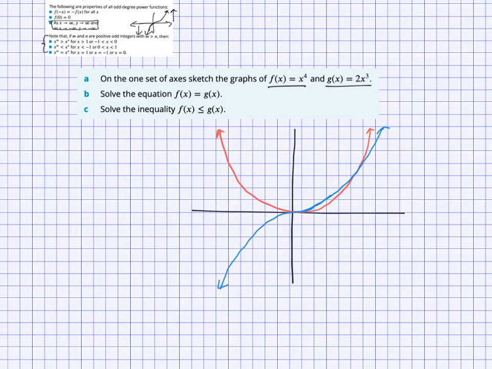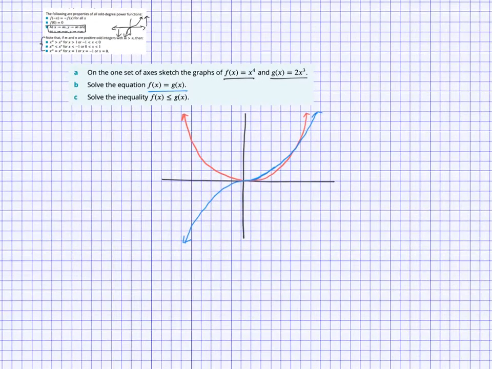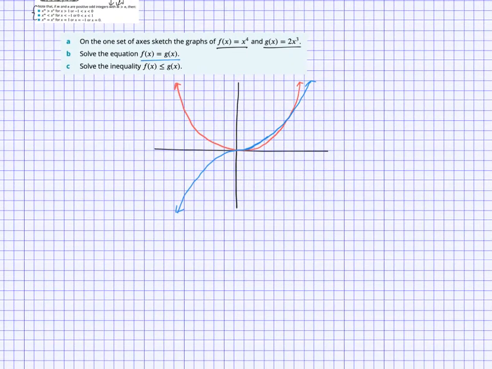So it says solve the equation f of x equals g of x. So this is a simultaneous equation. You can do this on your CAS by solving the intersection point, but to do it by hand, you just go x to the power of 4 equals 2x cubed. Set the two equations equal to each other. This will give us x to the power of 4 minus 2x cubed equals 0.